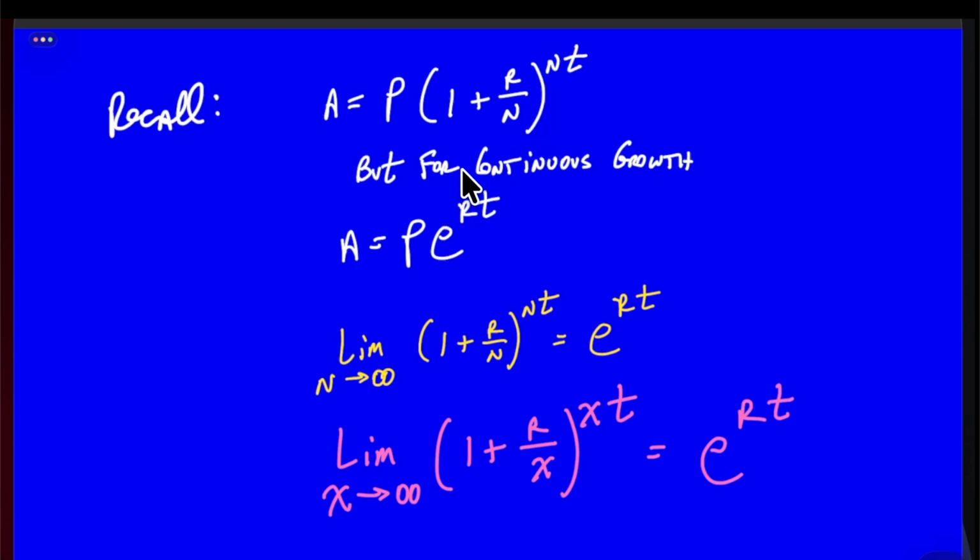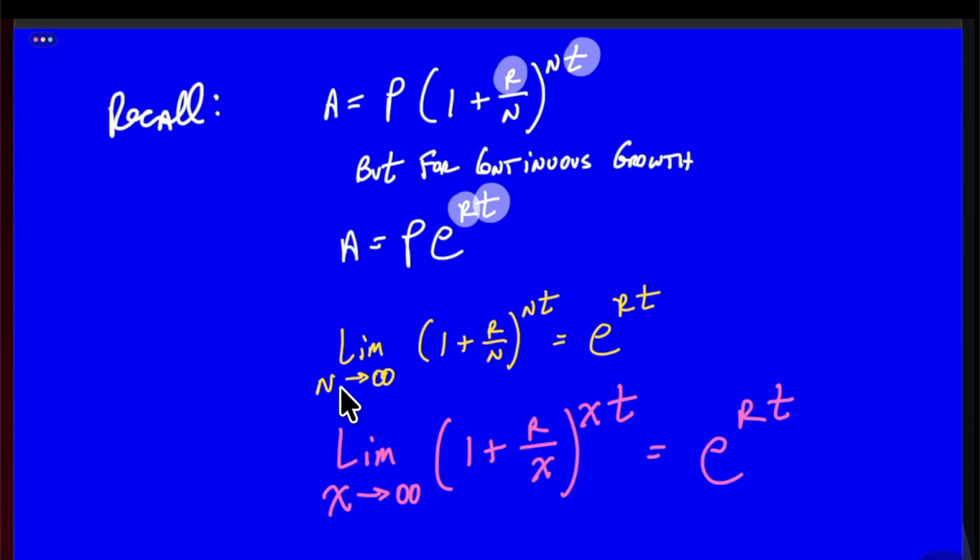But remember, there were other problems where the growth was continuous. So we would envision that n value going to infinity. When we did that, we were able to use this formula where the amount equals the principal times e raised to the RT power. So in other words, out of this original formula, only the r and the t survive. Folks, I want you to memorize this limit because it's going to be helpful.